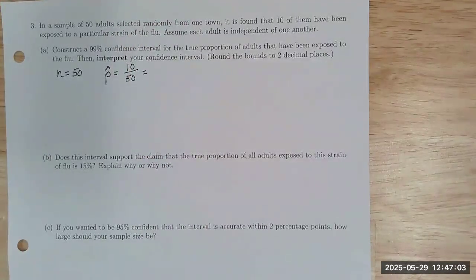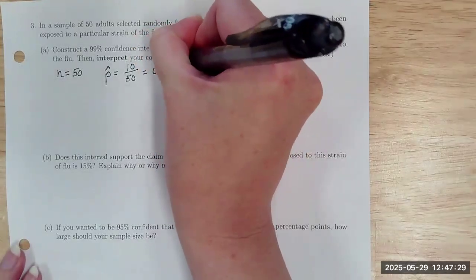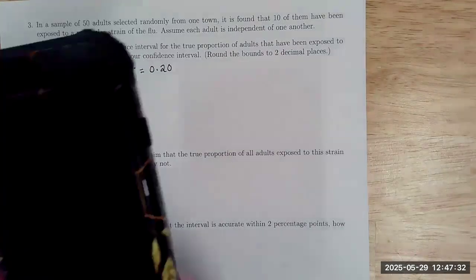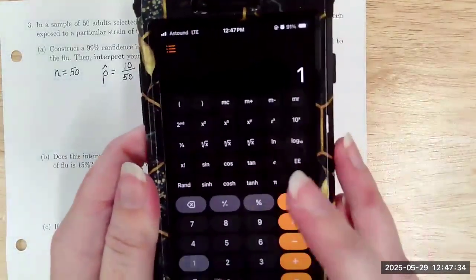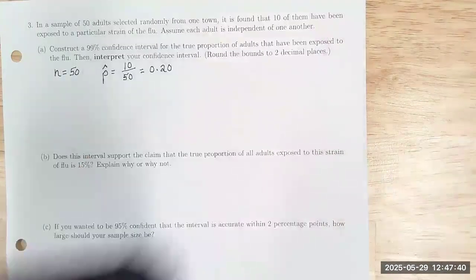Usually when we do these problems, we turn it into a percentage. Can you make this a percentage on your own without a calculator? Want me to give you a hint? You want the denominator to be 100. So if we made the denominator 100, we'd have to multiply by 2, right? So if we multiply by 2 here, we'll get 20. So this is 20%. So I'm going to write it as 0.20. But I promise if I put this into my calculator, I'll prove it to you. Jen didn't make this up. 10 divided by 50 was 20%, 0.20.